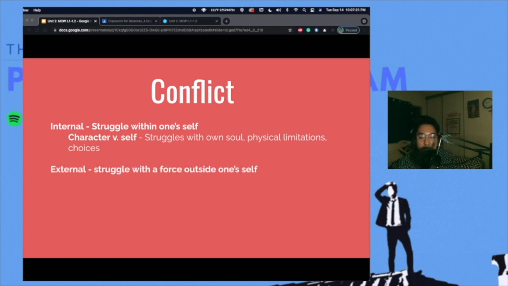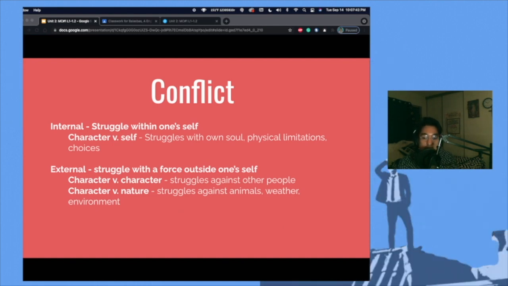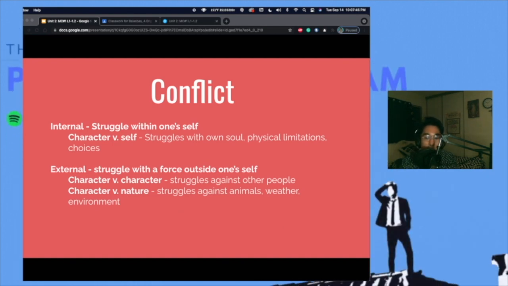And then there's external. This could be a variety of things. Struggles with a force outside of oneself. This could be a character versus a character when they're just struggling against another person. Maybe a fight or maybe an actual argument. This could be character versus nature. Struggling against weather conditions, the environment, animals, whatever is happening around the character themselves.